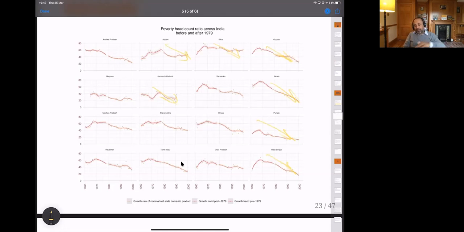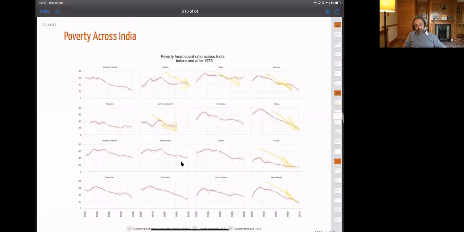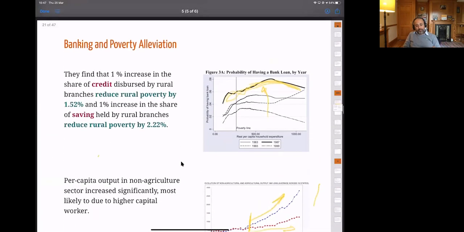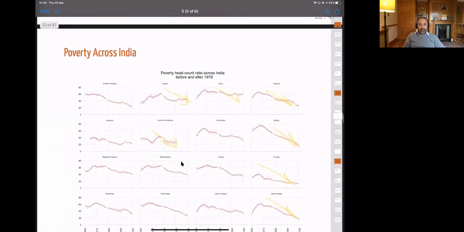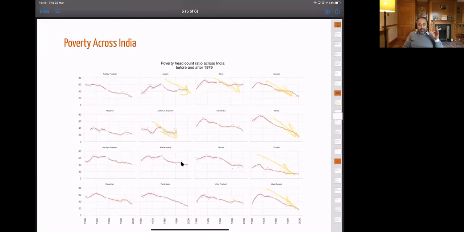You can actually identify this, because what they find is that wherever you opened a bank, for a 1% increase in credit, there was a 1.5% decrease in poverty, and for a 1% increase in saving, a 2.2% decrease in poverty. So the banks gave people access to credit. When they increased credit, poverty went down. When they increased saving, the poverty went down even further. And this is the fascinating thing, which is that saving is often more crucial than credit for driving down poverty. If you're a poor person, you may not want to start an entrepreneurial venture, but whatever little you save, you may want to save it and get a high rate of return on that.